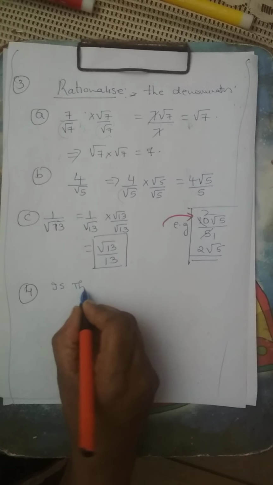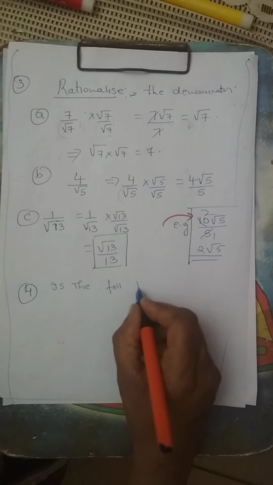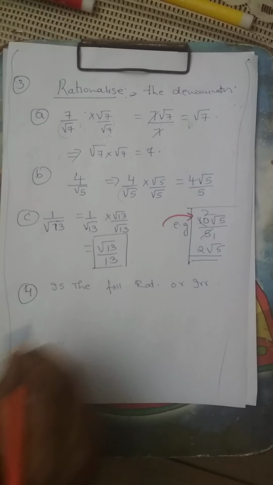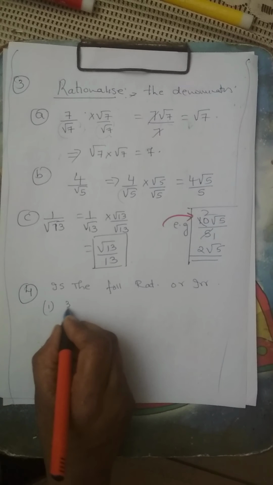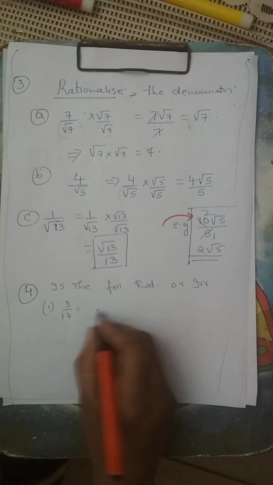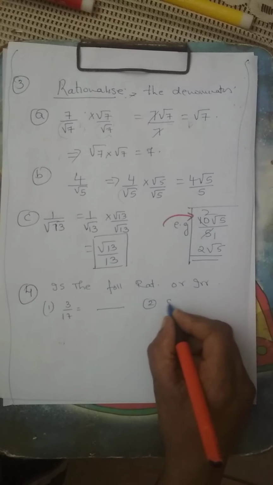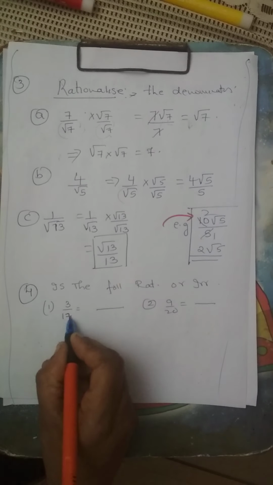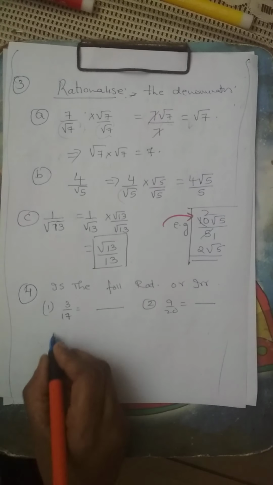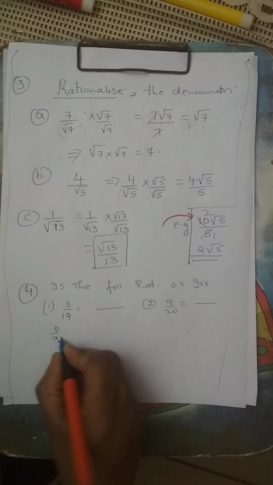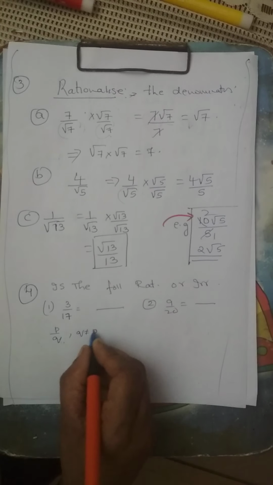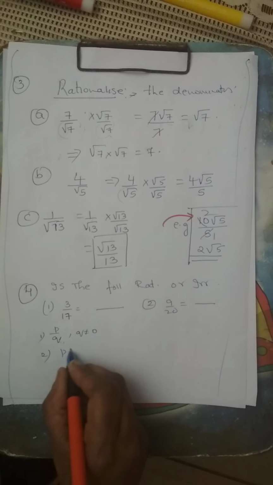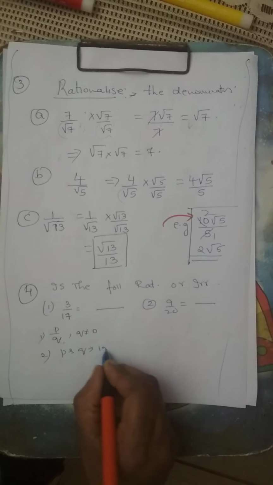Is the following rational or irrational? The first one. Here we only have to say whether it's rational or irrational. Now look at this. This is 3 upon 17. You have to ask one question. Is this of the form P upon Q where Q is not 0? This is the first condition. What's the second condition? P and Q have to be integers.